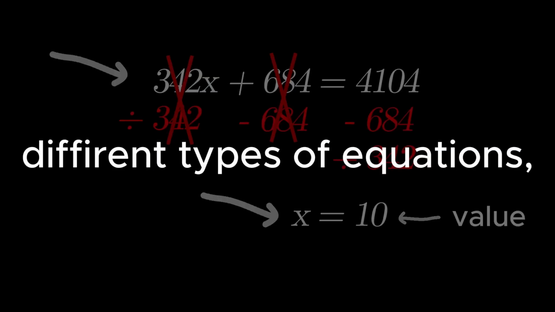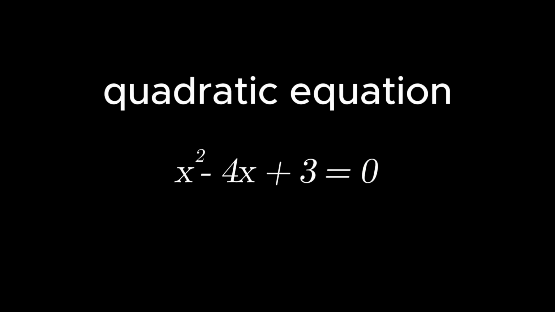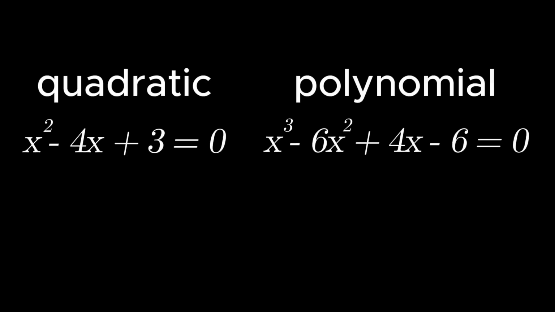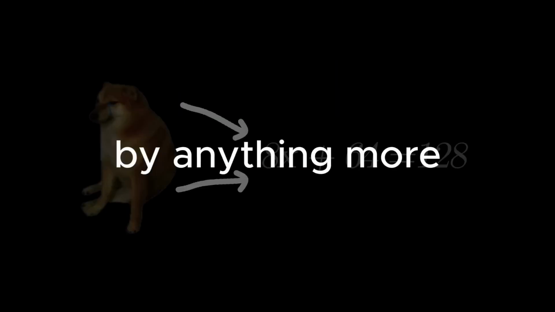Now, there are also different types of equations. There's the quadratic equation, which always has one variable raised by no more than 2. And then there's also the polynomial equation, which can have an unlimited amount of numbers their variables can be raised by, meaning they can look like this sometimes. These two are basically more hardcore versions of the linear equation, which can't be raised by anything more than 1.